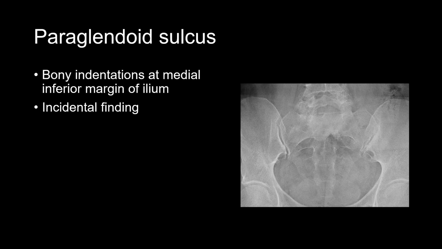Congenital variants and congenital anomalies and normal variants. So we have the paraglenoid sulcus. That is this feature here just to the lateral aspect of the SI joint. You have one on each side here. So they're just these incidental and harmless findings in the pelvis.